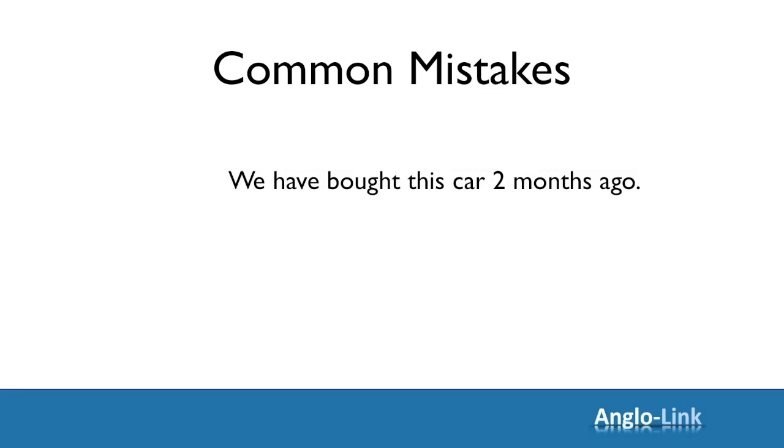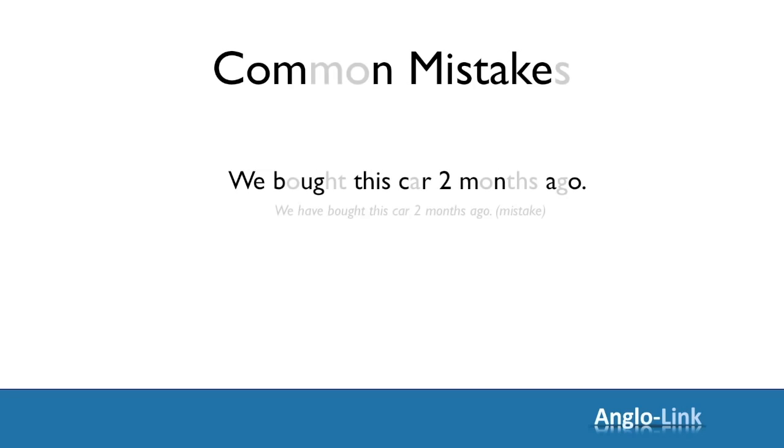Let's look at some common mistakes. The most common mistake is using the present perfect instead of the past simple. For example, saying something like, we have bought this car 2 months ago. Because we are mentioning a specific time in the past, 2 months ago, we should use the past simple. We bought this car 2 months ago.